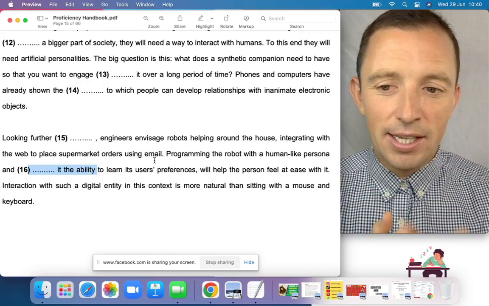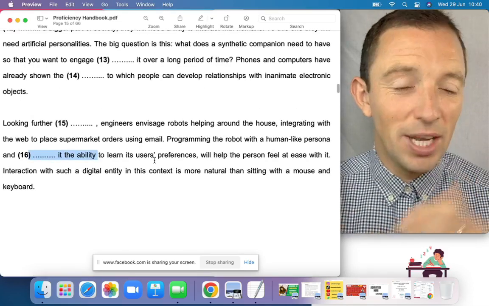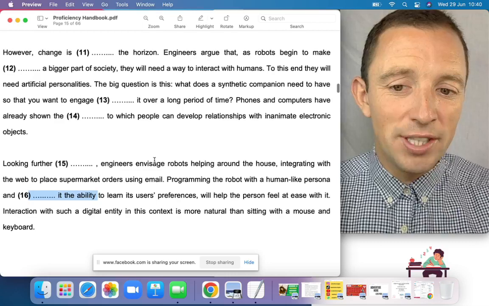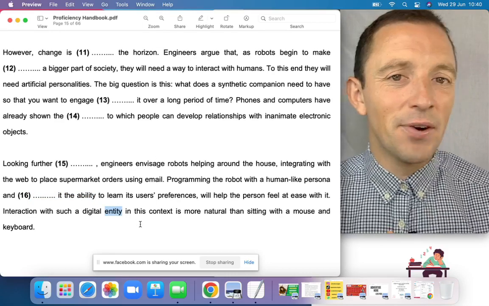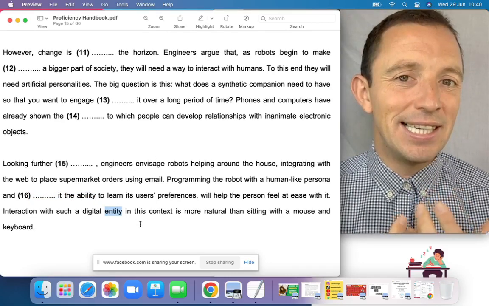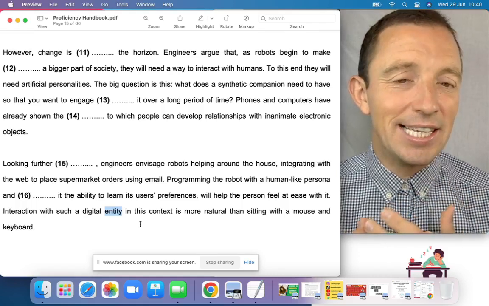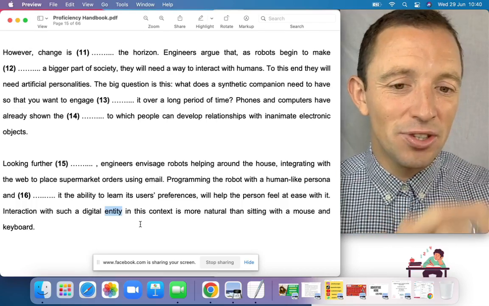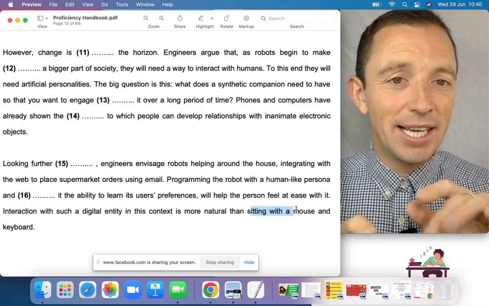Next, I think that's everything actually. That's all the answers. So that's it. Interacting with such a digital entity, very difficult vocabulary, such as a business is an entity, a group, or an organization, in this context is more natural than sitting with a mouse and a keyboard.